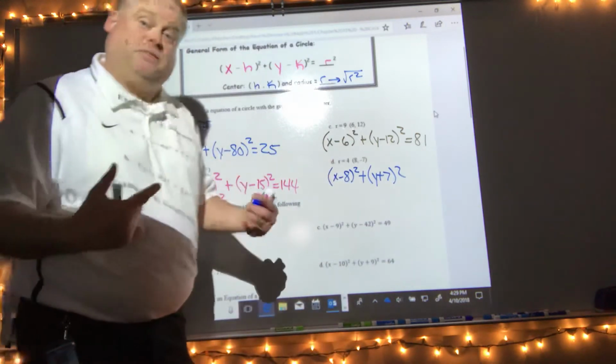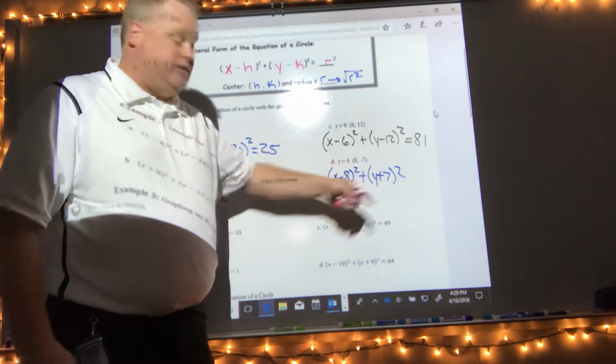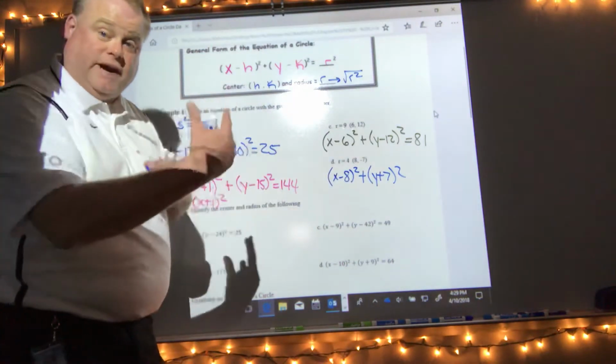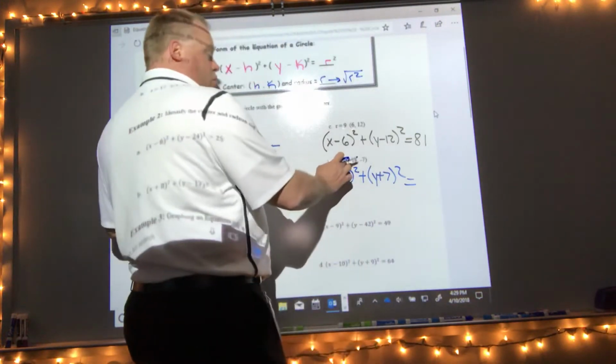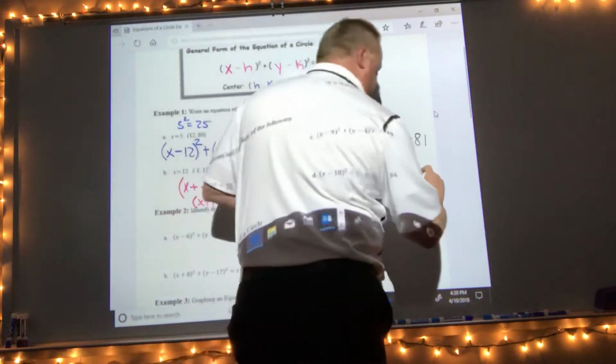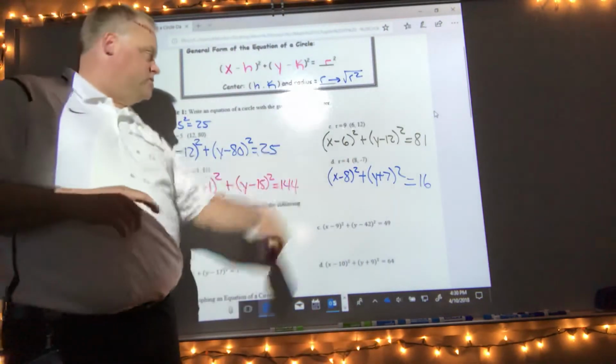Remember, it's just the opposite of the sign. You should be able to pick up that by now, right? So if the 8's in here, it's a minus. If it's a negative, it's a plus. It's just going opposite signs. Okay, equals, r equals 4. 4 squared is 16. All right, that's the first layer.